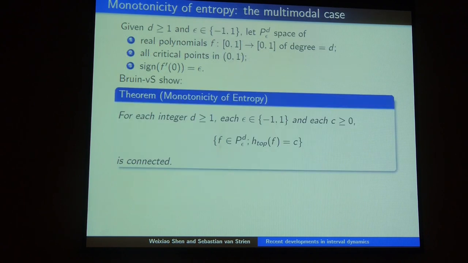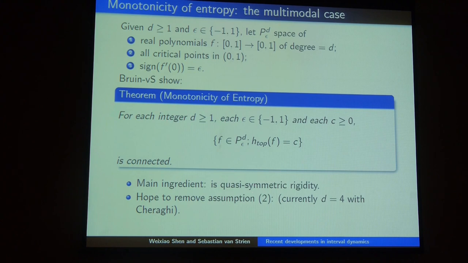The last slide I want to show here is that if you take the space of polynomials which are real, and all its critical points are also real and in this invariant interval, and you also require that the left-hand side is increasing, epsilon is 1, or decreasing, epsilon is minus 1, then within this space of maps, level sets of entropy, or isentropes, maps with the same topological entropy, are connected. And the main tool here is quasi-symmetric rigidity.